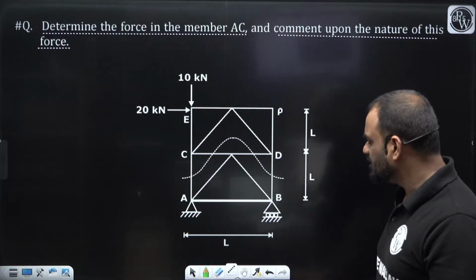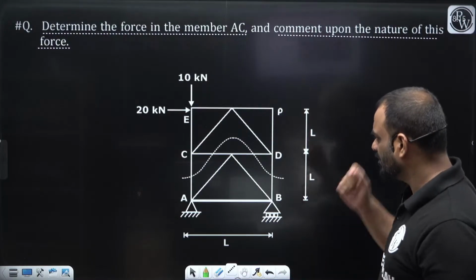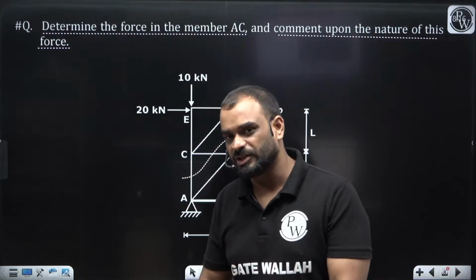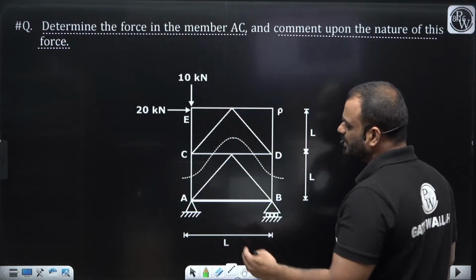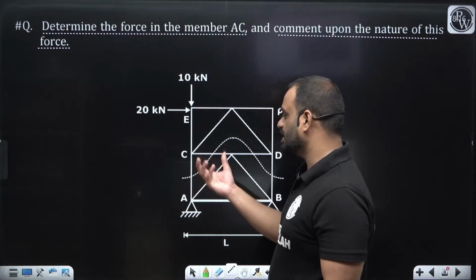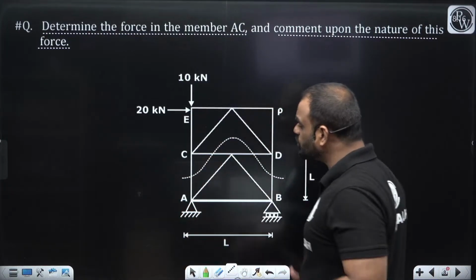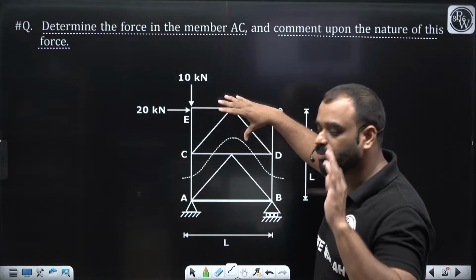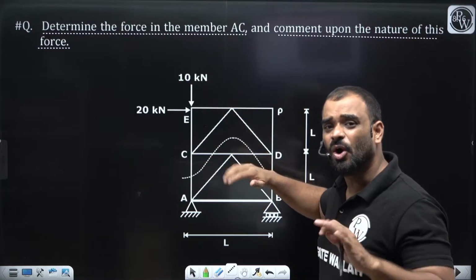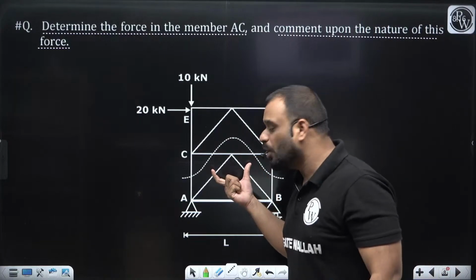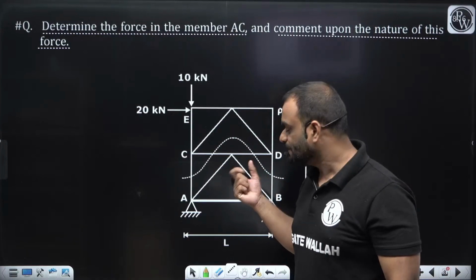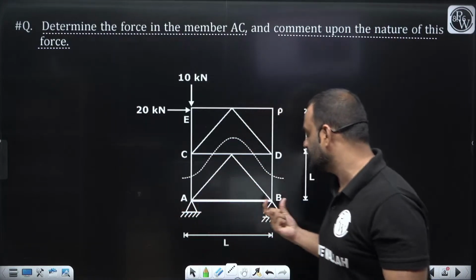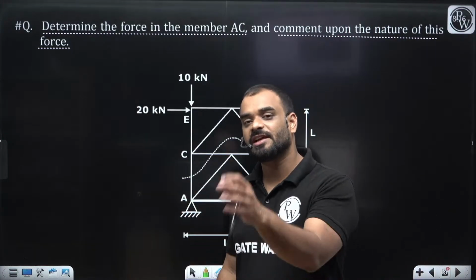So right now guys, you can see this particular structure. They are trying to mention one dotted line over here, which is basically a section, right? So they have already mentioned you have to use the method of section, and the section is already given to us. Now it is your choice whether you are taking the upper part of the structure to find out the force in AC, or you are considering the lower part of the structure. Clear? But if I take the lower part, what happens? I need to find out the external support reaction first. Then only I will get the answer.